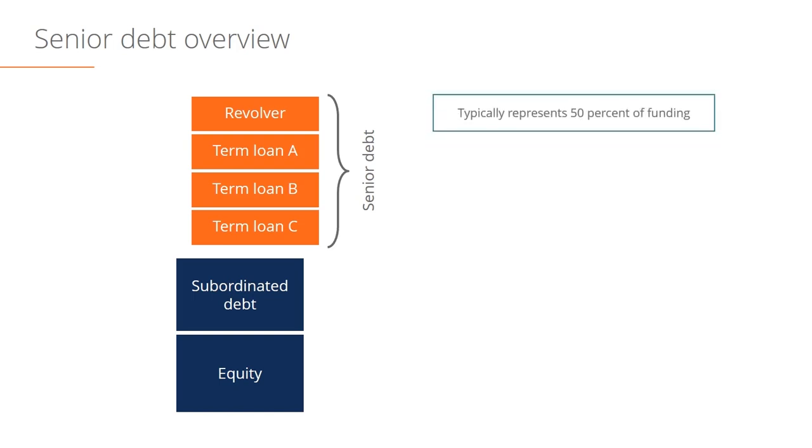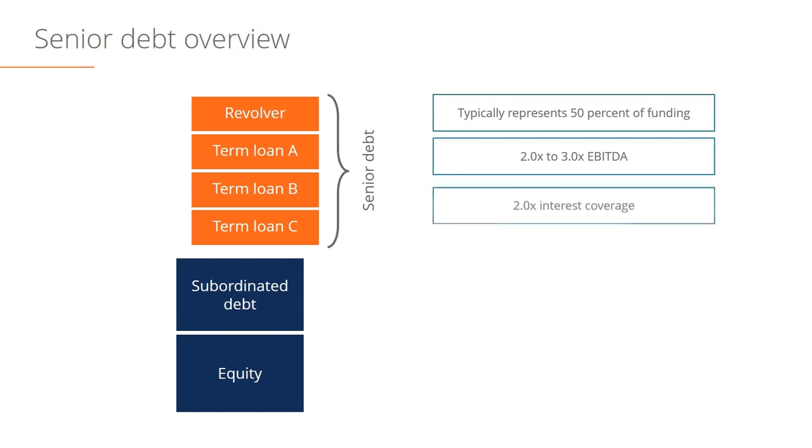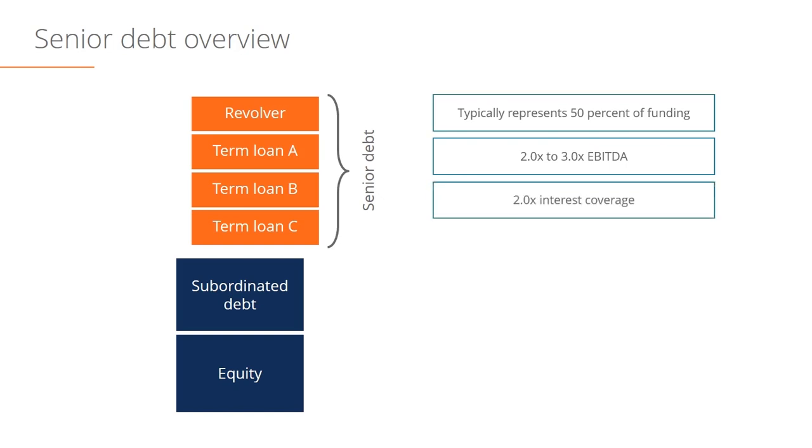Typically, this could represent up to 50% of the funding of an acquisition, and that equates to somewhere on the order of 2 to 3 times debt to EBITDA. So if you know a company's EBITDA, and it's a stable, fairly bankable business, you could assume that perhaps banks would lend 2 to 3 times its EBITDA for their senior debt. Or another way to look at it is 2 times interest coverage.